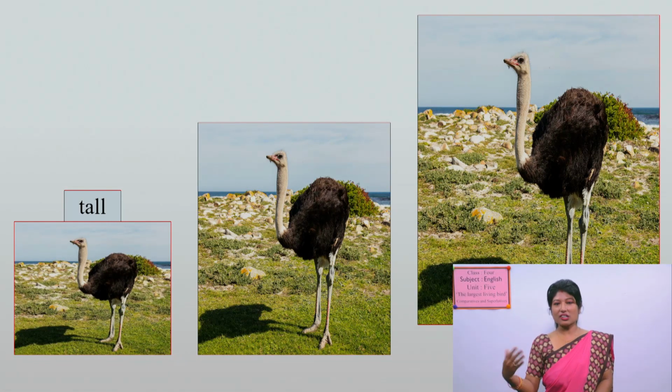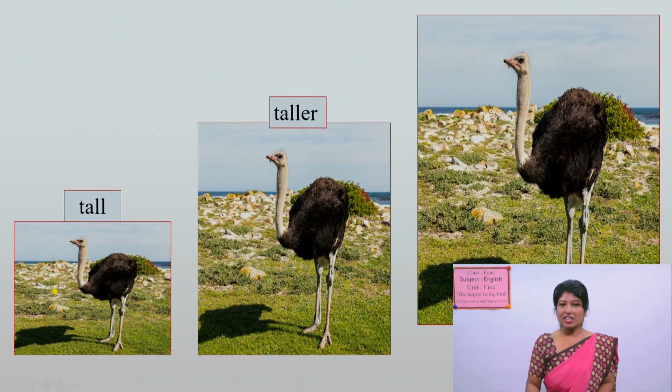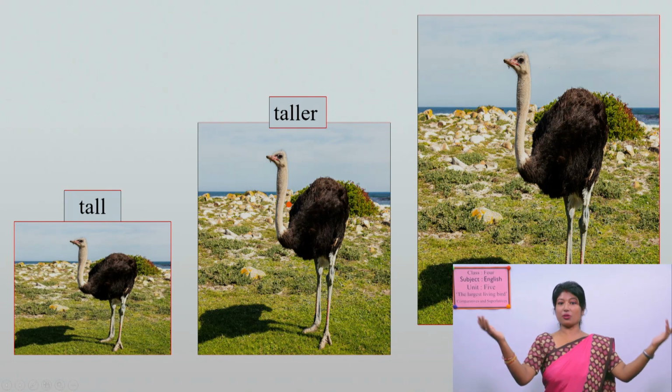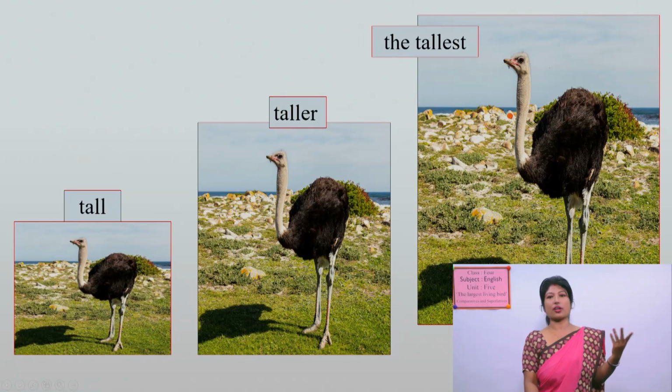Obviously, we call the next one taller, right? Tall, T-A-L-L, tall, T-A-L-L-E-R, taller. So we add E-R to the first form. After adding E-R to the first form, it becomes taller. Taller than that. The second picture's ostrich is bigger, taller than the first picture's. And then the last one is obviously the tallest.